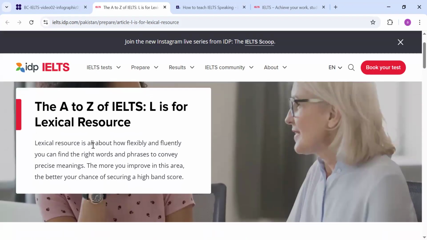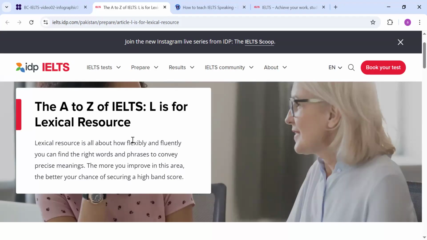Okay, what is a lexical resource? Lexical resource is all about how flexibly and fluently you can find the right words and phrases to convey precise meanings. What does it mean, the right words and phrases? It means we need to choose words to convey different ideas, like when we are giving different answers, but using the appropriate word, relevant to that topic, is always required.